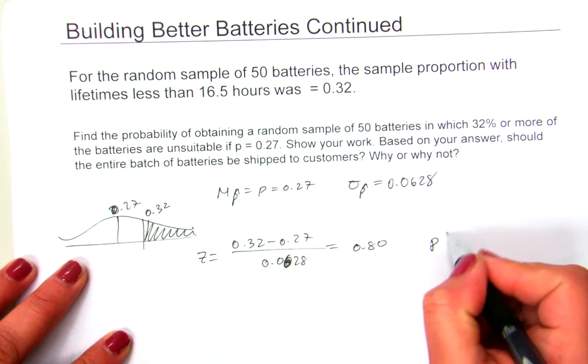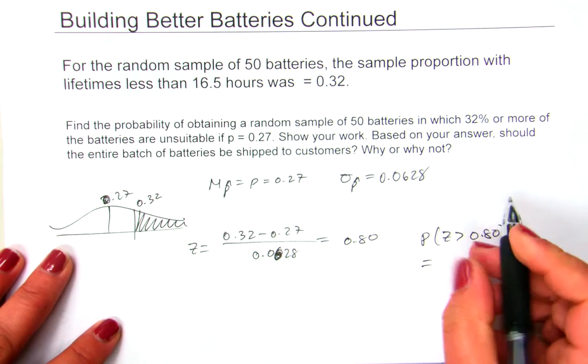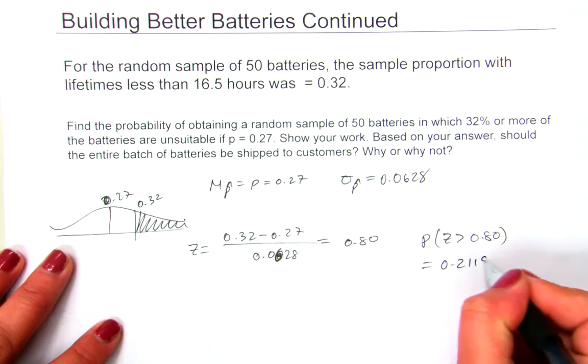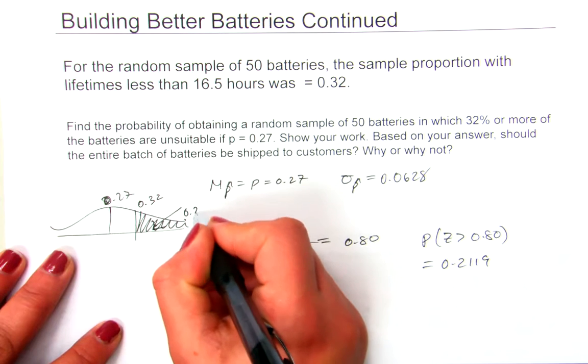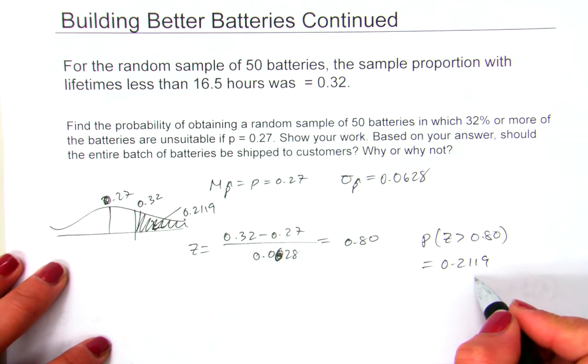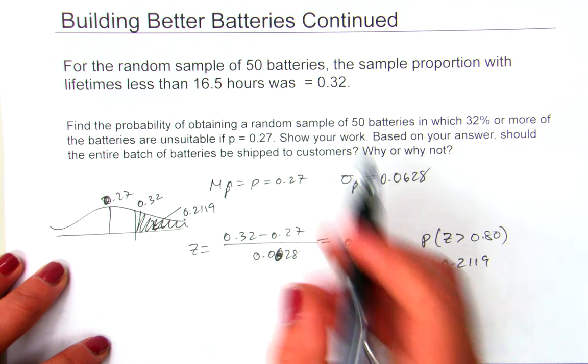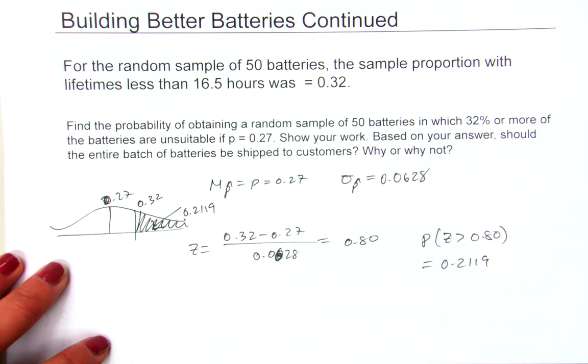So what's the proportion of Z being greater than 0.80? In this case you should get 0.2119. So the area under here is 0.2119, about a 21% chance. So there's about a 21% chance that a random sample of 50 batteries will have a sample proportion that lasts less than 16.5 hours.